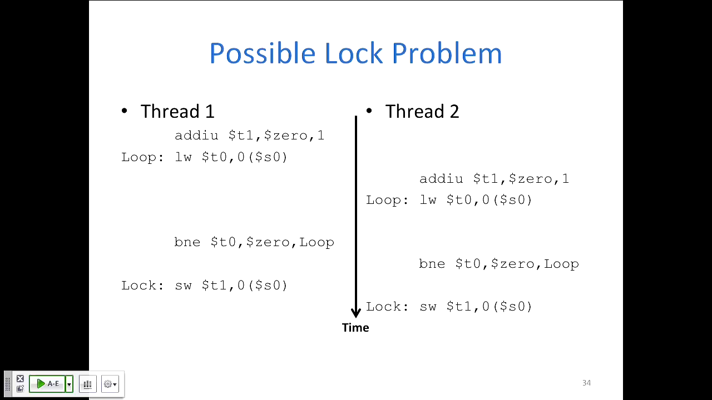So here's thread 1, here's thread 2. Say thread 1 does this add, then this load. It gets the value of 0. This guy does this add, this load, gets the value of 0. They both think the lock is open and they can grab it. So they fall through. This guy stores 1, this guy stores 1. Now they're both in the critical section, and that's not what you wanted to have happen, right?